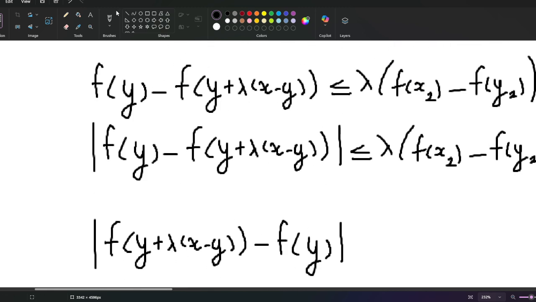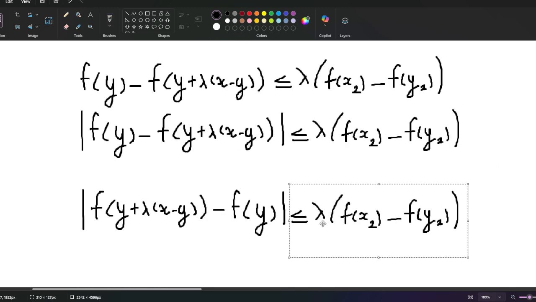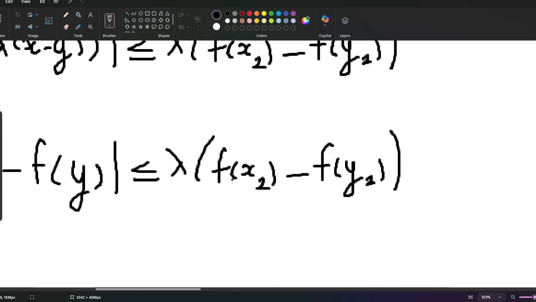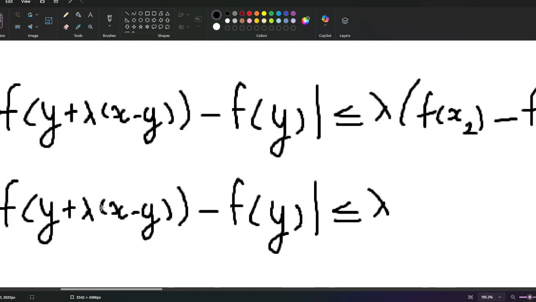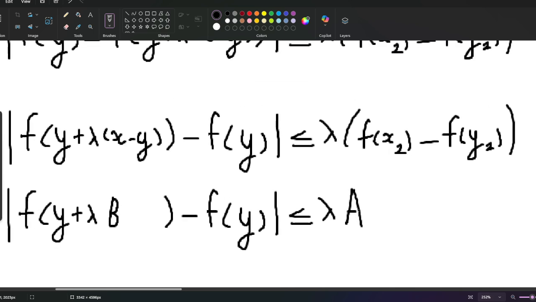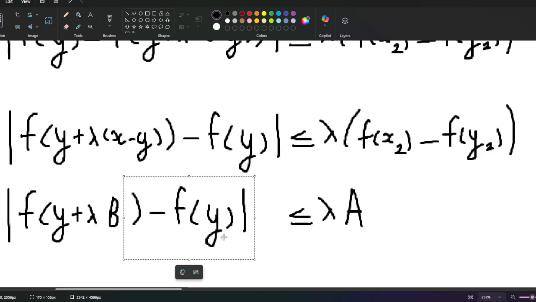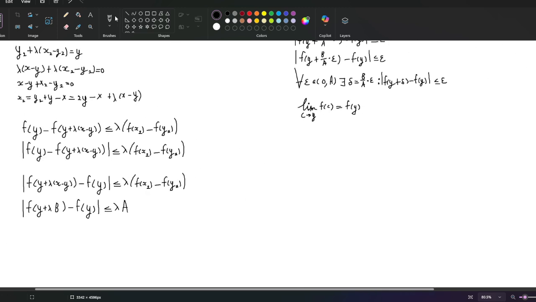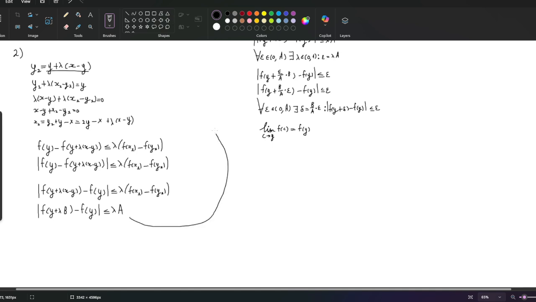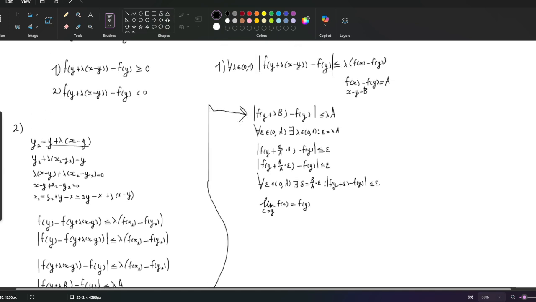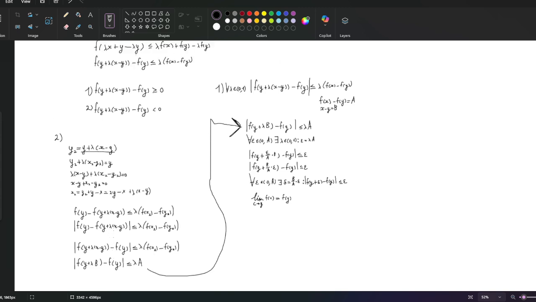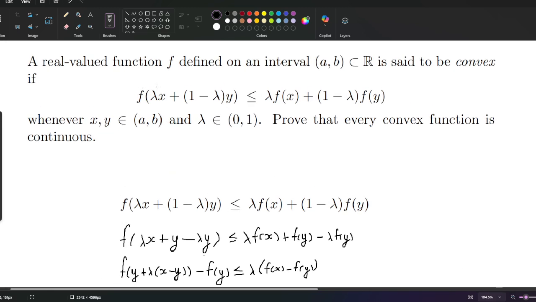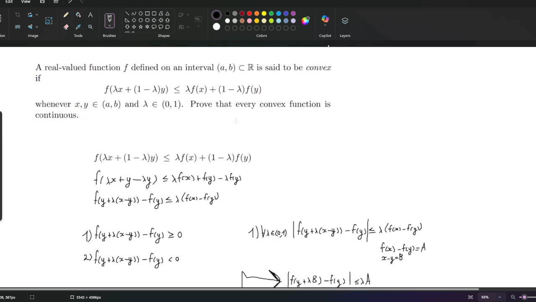Okay, now again, we can simply replace this with capital A in a similar manner. This is capital B in a similar manner. Capital B less than lambda times capital A. And what we get is the same thing. So we return here because I have already solved this case, and it indeed suggests that a function being convex inherently implies that the function is also continuous.